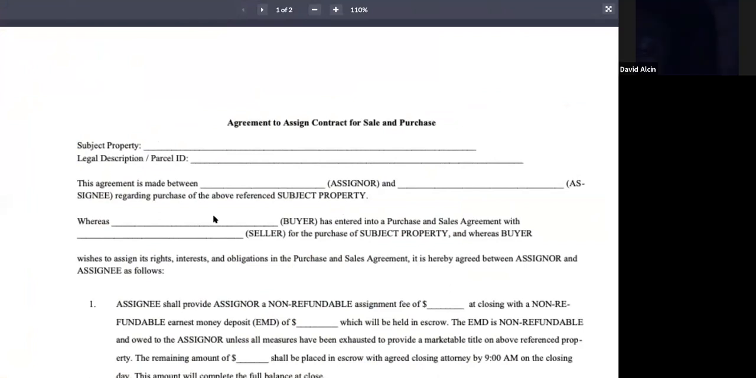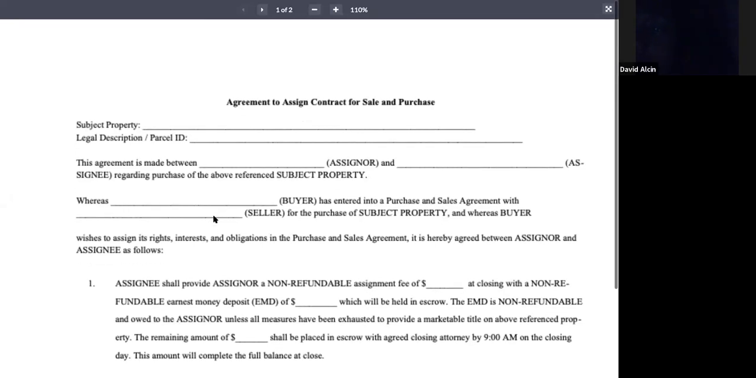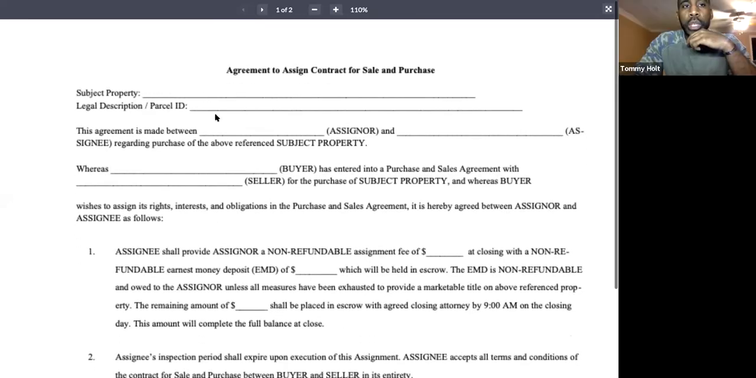Okay, so here we go. So this is David, this is what you were talking about, right? This is the agreement to assign contract, all right? A lot of this stuff we kind of went over. This is the subject property. Make sure you copy over that legal description or parcel ID. The legal description is different than the parcel ID. The legal description is ridiculously long. Don't use it. Just use the parcel ID, okay?